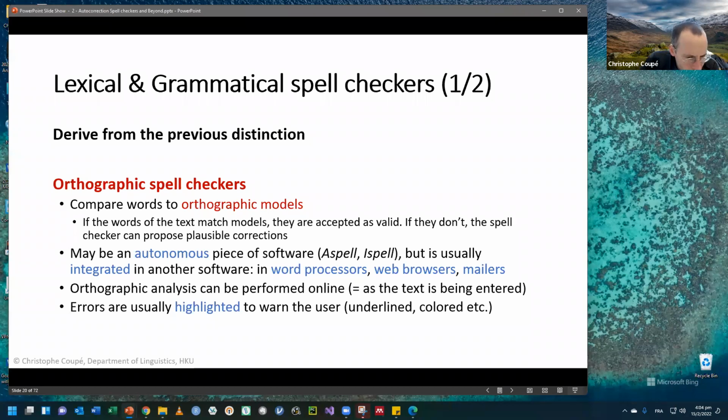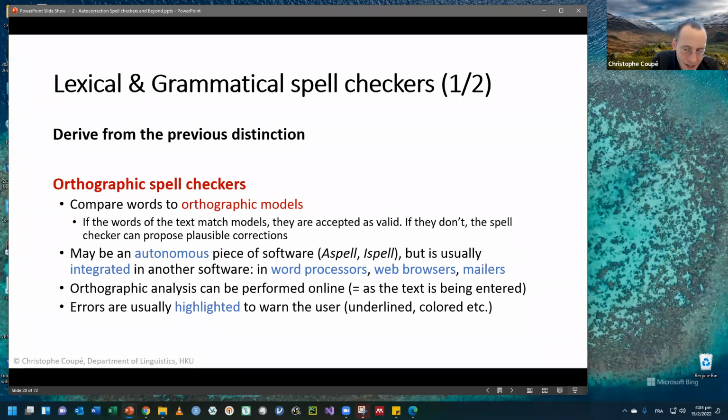So this is orthographic spell checking, and you can perform it online. And what I mean by online is you don't have to wait until the end of the sentence because you don't need the other words. It's not grammatical spell checking.